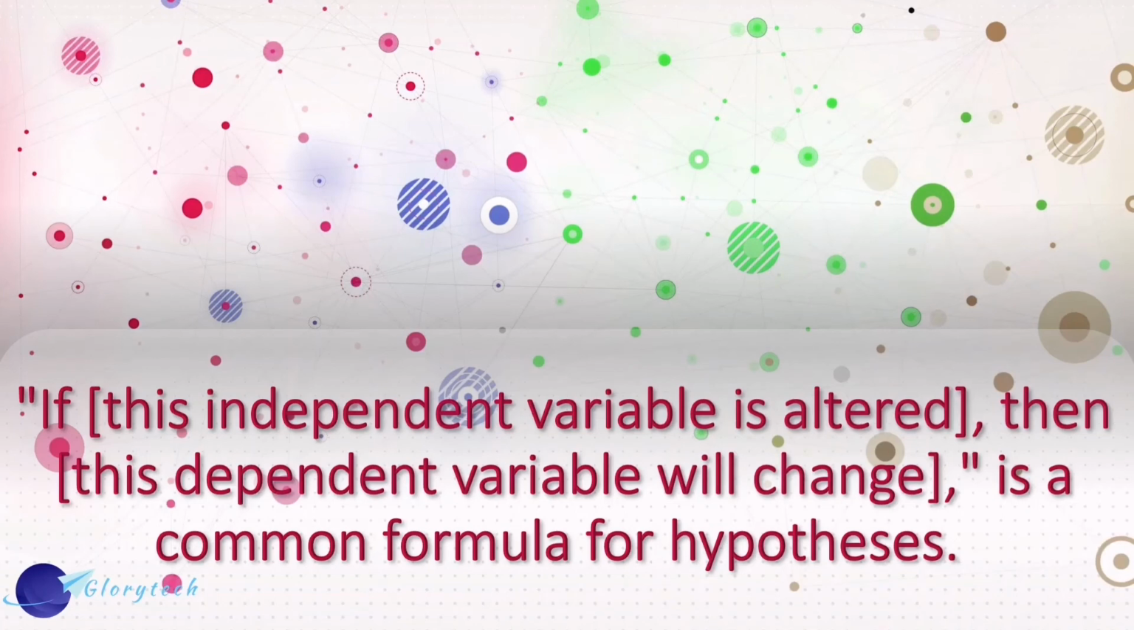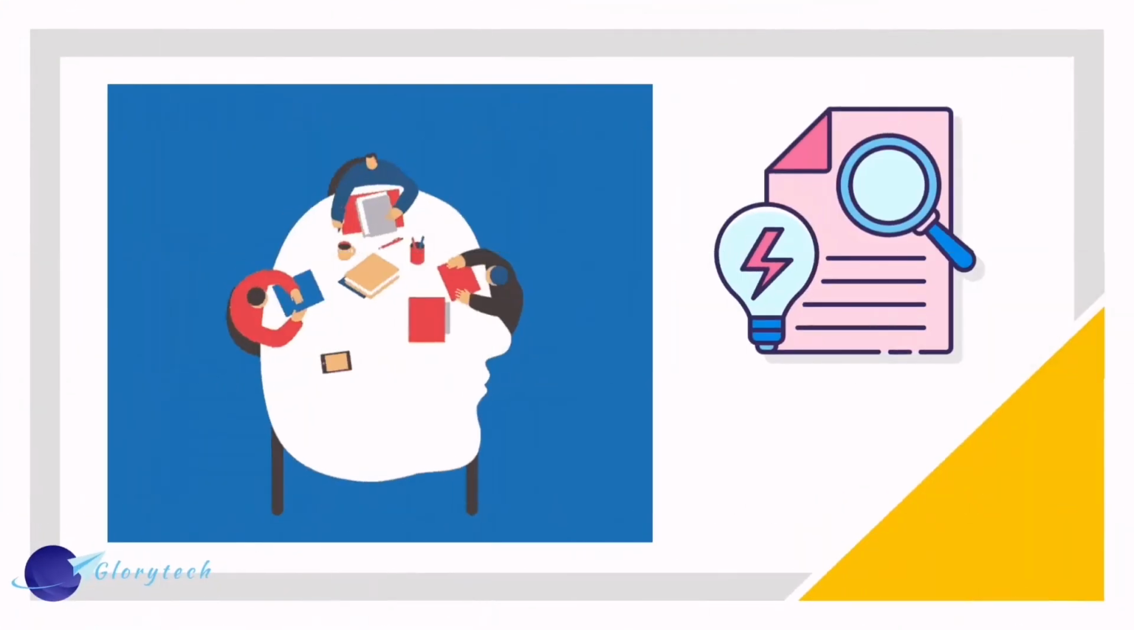A hypothesis can be derived from a research topic. Hypotheses provide you the chance to express yourself and decide what you think will happen in your experiments. "If this independent variable is altered, then this dependent variable will change" is a common formula for hypotheses. While research questions tend to be vague, hypotheses are specific and measurable. You should write your hypothesis in a way that an experiment or sets of experiments will be able to either confirm or reject your hypothesis.